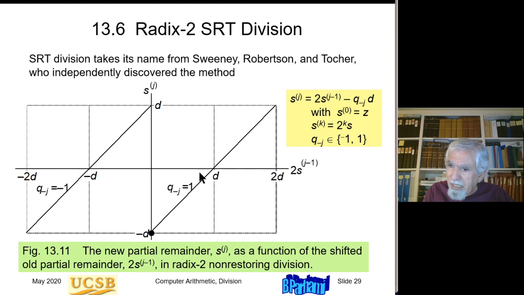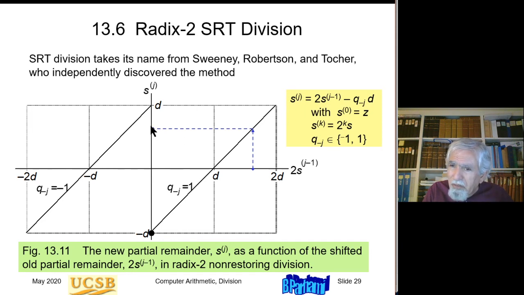So 2sj minus 1 is the x on the horizontal axis. And if I'm at this point, that's the value of 2sj minus 1. This is the chosen quotient digit. And this value must be subtracted, so we get the new partial remainder that is here. Okay, so here are examples. Partial remainder at that point leads to the choice of qj equals minus 1 as the quotient digit, and this vertical value, because remember, this line represents that function, is the new value of sj.